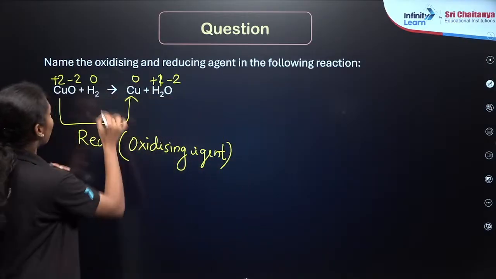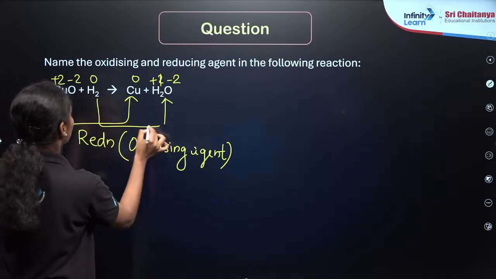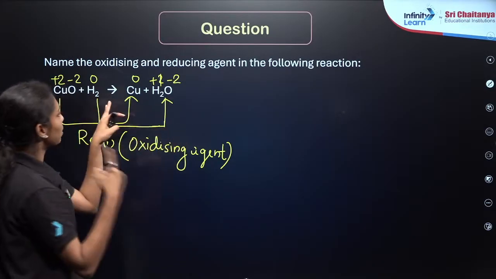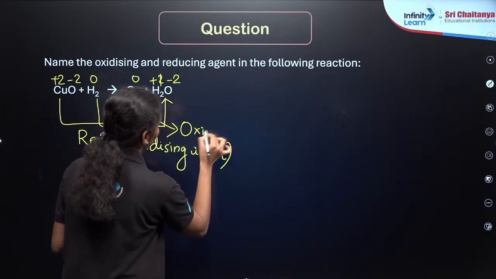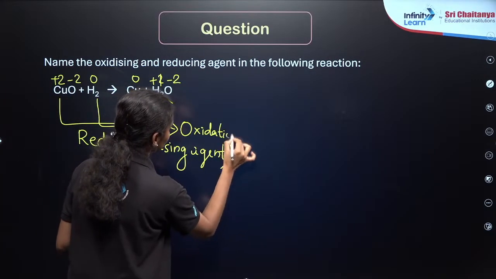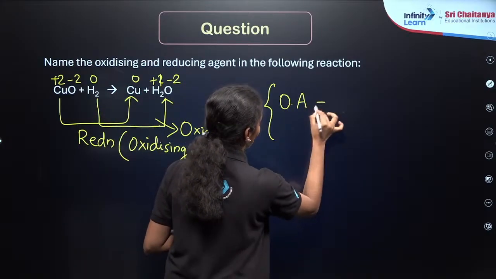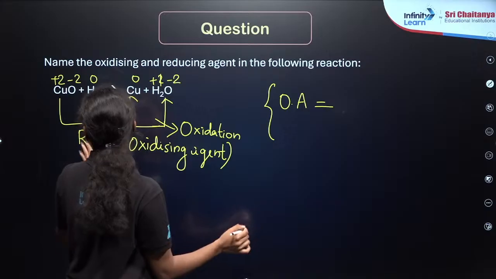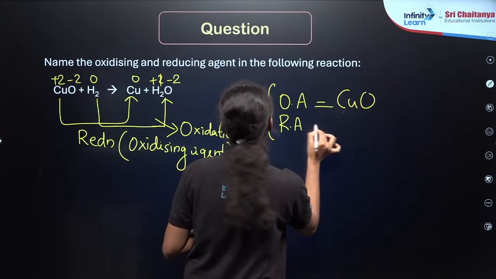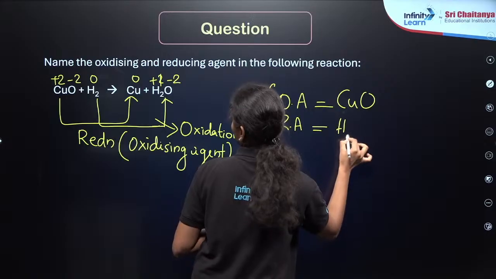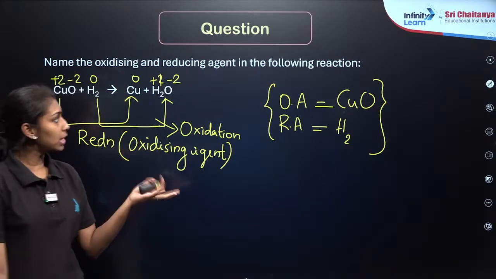So what about the case of hydrogen? It goes from 0 to plus 1, which means it is undergoing oxidation. So it acts as a reducing agent. So in short, if you write the oxidizing agent as OA, that is copper oxide, and the reducing agent is hydrogen, H2. So this will be the answer for this question. Try to solve it by yourself.